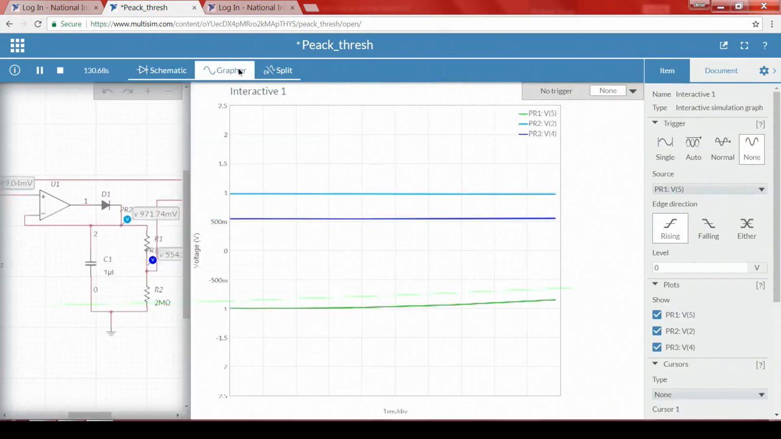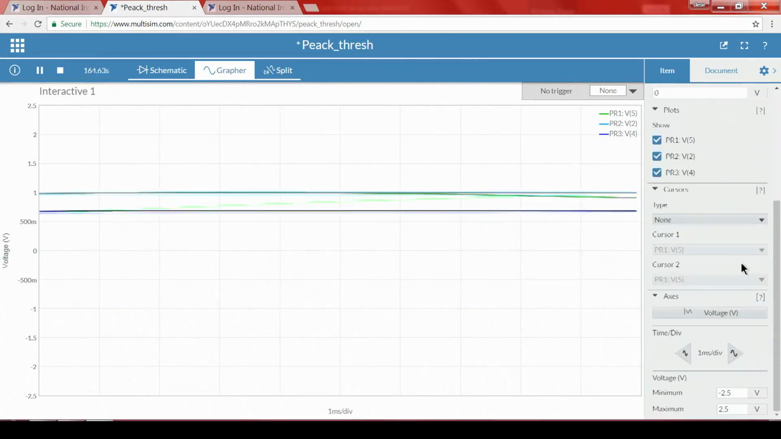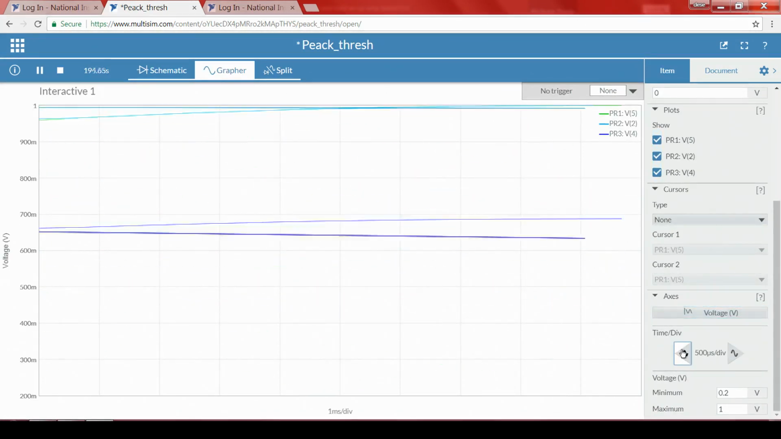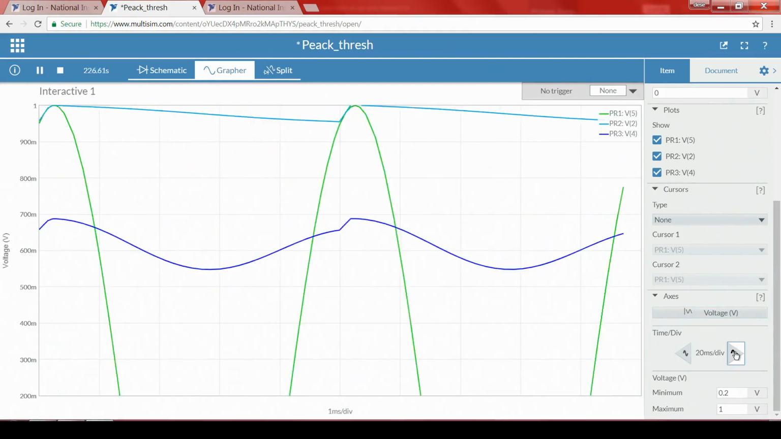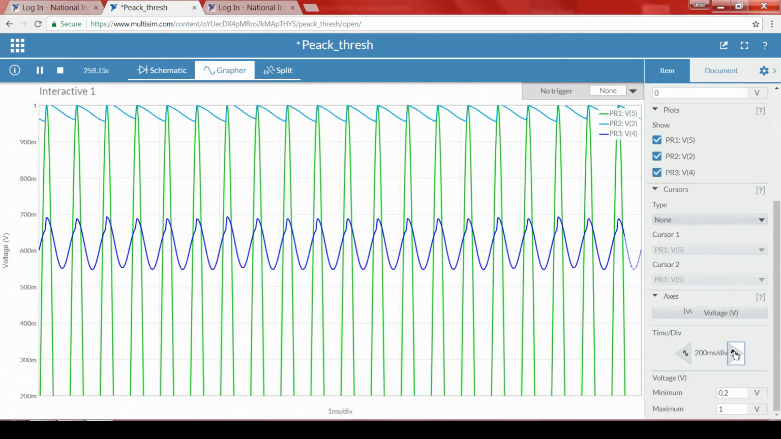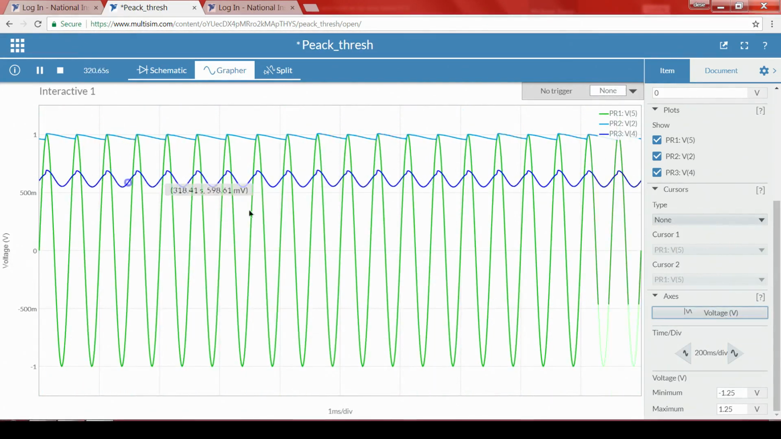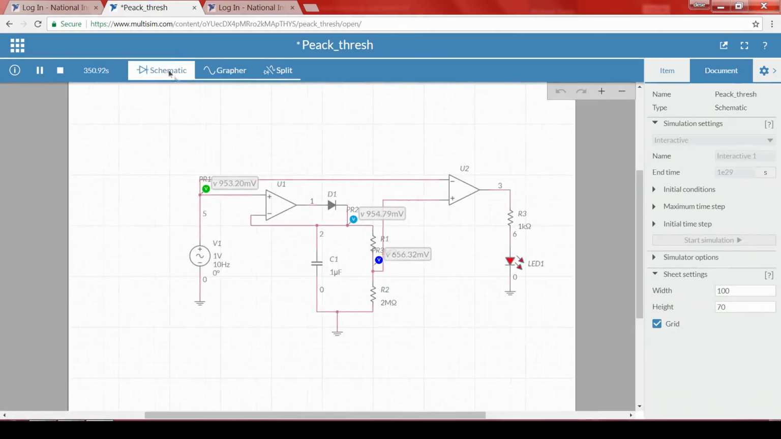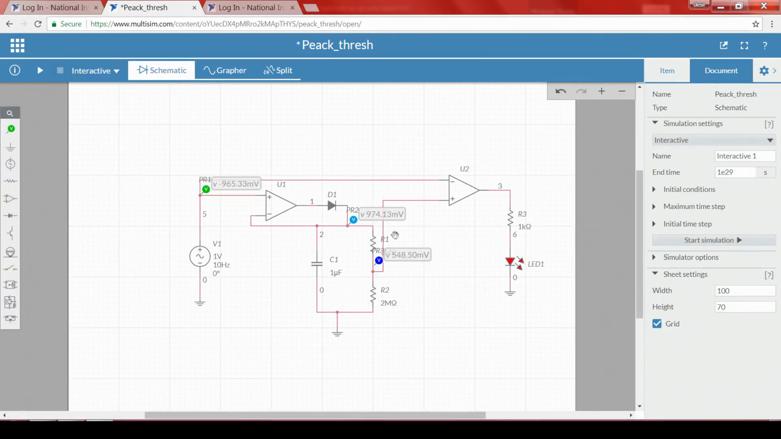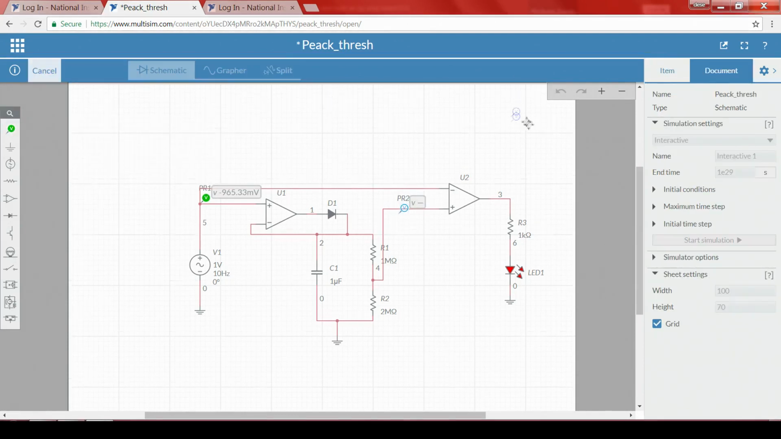Okay, go to grapher, and here let me increase the time division just to understand. So, what is happening here, that we have to understand. Now, we have not connected the voltage source here. So, let me remove everything. I will take one more voltage source and connect it at this point. I will take one more voltage source and connect it at this point.